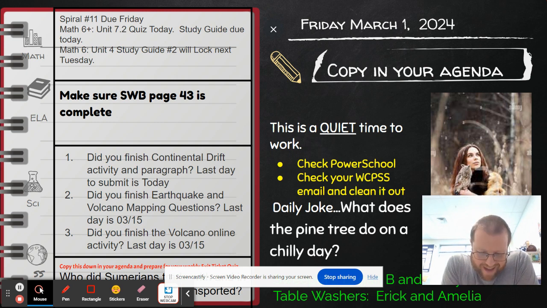For math, in Math 6 Plus, we just took our Unit 7.2 quiz. This was an introduction to proportional relationships. The big part of this was, given a ratio or given a table, could students write an equation that matches that situation? They're still kind of struggling with making sure their equation actually matches the situation and makes sense. We're switching up variables. Sometimes we're switching up the constant of proportionality. Sometimes we're not going back to check: does my equation actually fit this scenario that I was given?